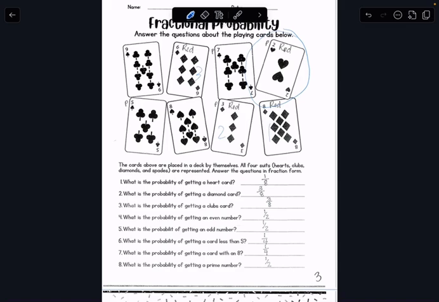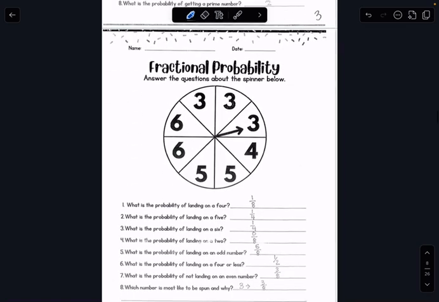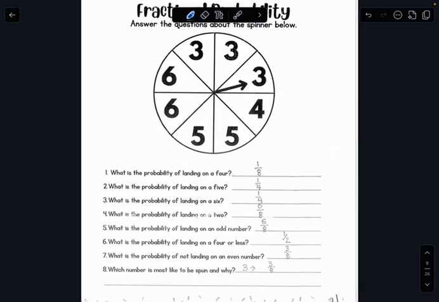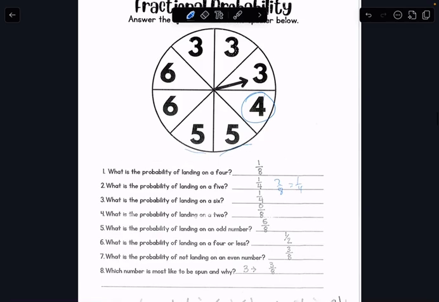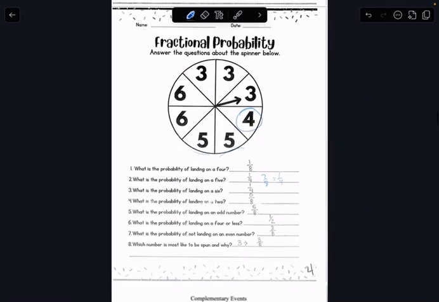And then on the spinner, landing on a 4, well, there's one 4 out of 8 total spots. Landing on a 5, well, there's 2. So we'd have 2 over 8 technically, but that would simplify to 1/4. And which number is most likely to be spun? 3, because it has the most.